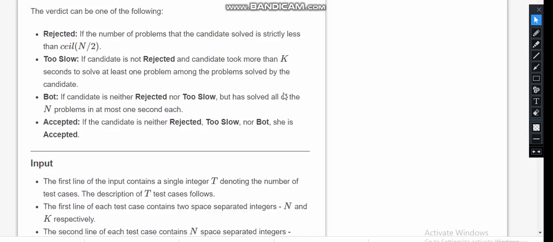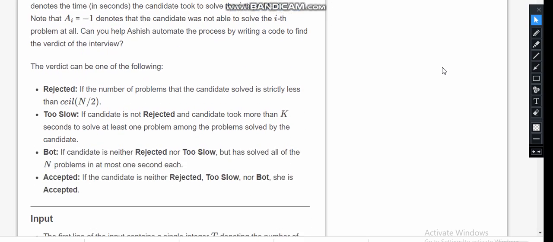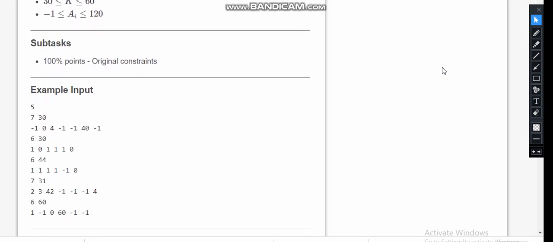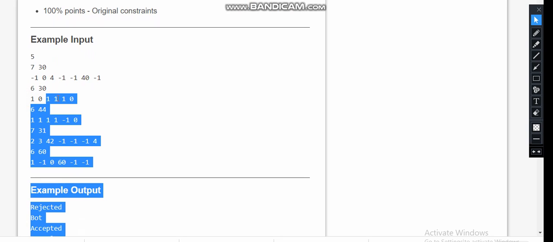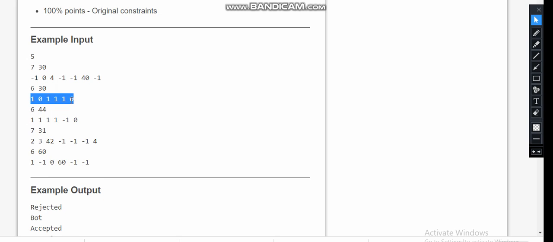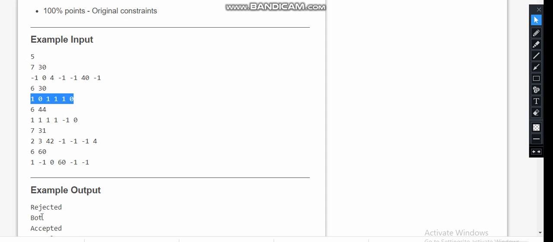I am talking about this condition. 4 is not less than this because it has been told strictly less, not equal. So he will be rejected here. And in the second case, all the questions have been solved because we can't find any -1 here. And in any question, the person has not taken more than 1 second. So he was a bot.